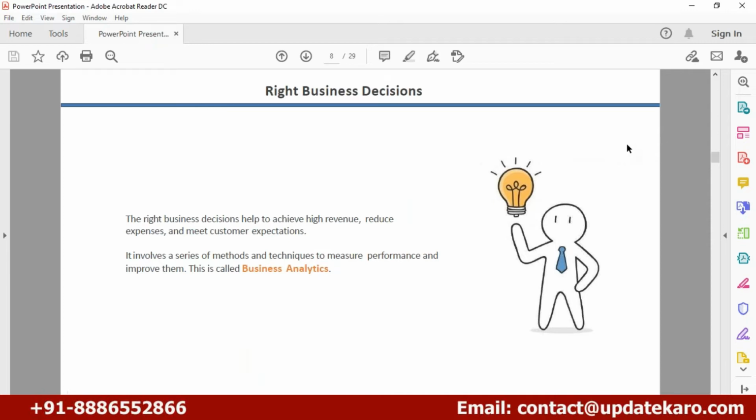So the right business decisions help to achieve high revenue, reduce expenses, and meet customer expectations. So when do you say that a business decision is right? When these three things are met: when you have high revenue, when you have reduced expenses, and when you meet customer expectations. So it involves a series of methods and techniques to measure performance and improve them. This is called business analytics.